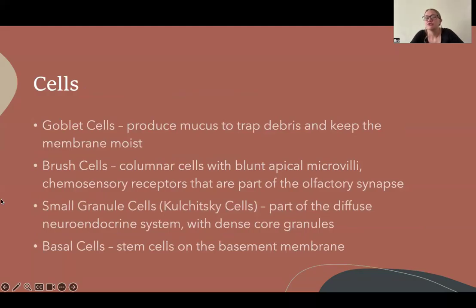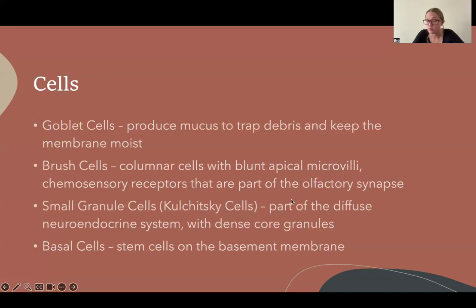Goblet cells produce mucus. They also keep the membrane moist. You have brush cells, which are columnar cells with blunt apical microvilli, and they're chemosensory receptors that are part of the olfactory synapse. So anytime you see this, like blunt apical microvilli, chemosensory receptors, anything that has a specific job, it's always good to take note of that because those are very testable.